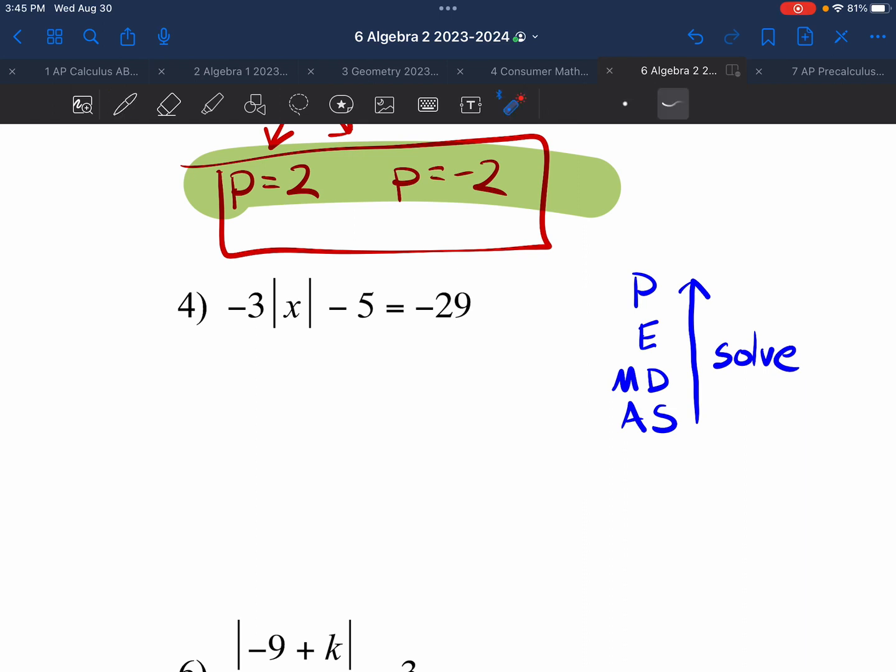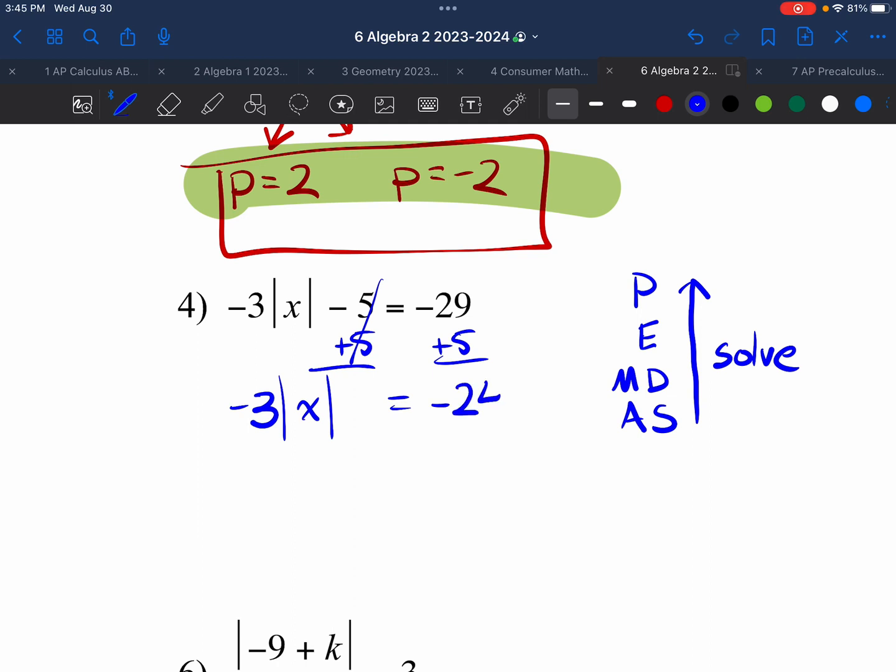So first, I check, is there any addition or subtraction I can undo? I can do minus 5 and undo that by adding a 5. So I'm going to do that first. Add 5 to both sides. When I do that, you're gone. I'm left with negative 3 times the absolute value of x is equal to negative 24. From there, I can now get rid of this multiply by negative 3, and I can divide both sides by negative 3.